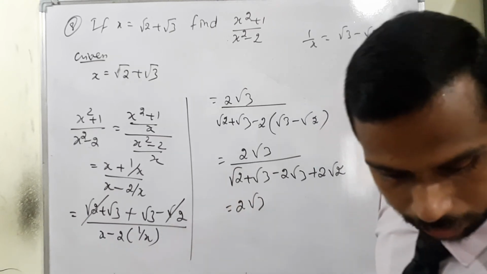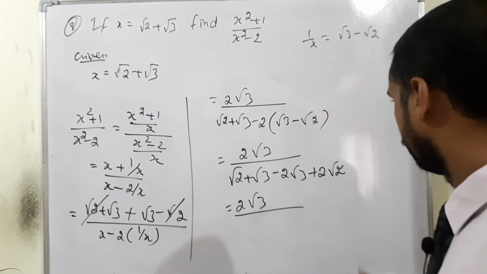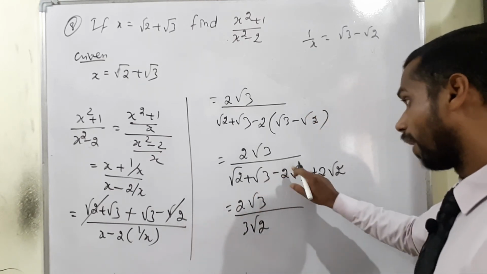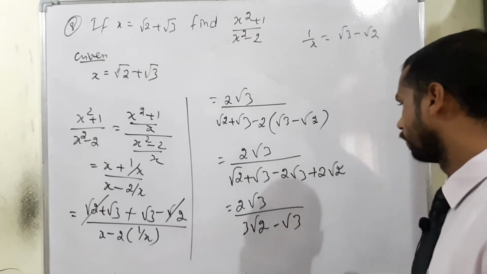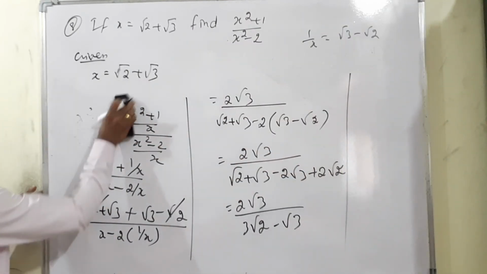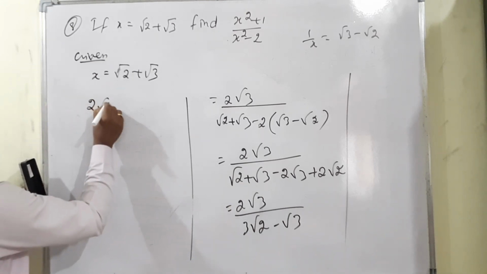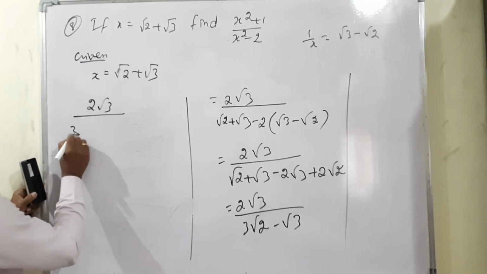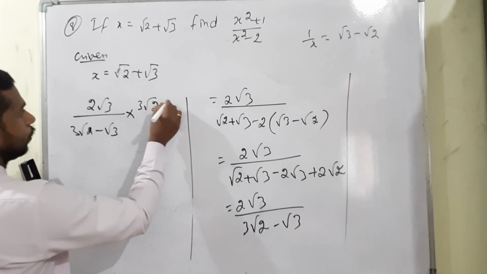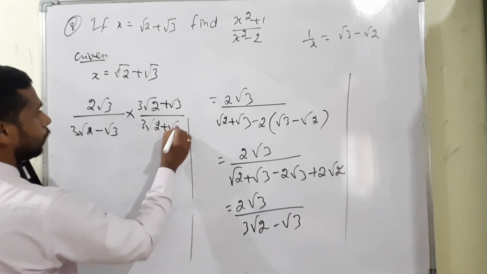Again 2 root 3 divided by, look at there. So 2 root 2 plus root 2 we can write as 3 root 2. So plus root 3 minus 2 root 3. Therefore only 1 root 3 will come. Again conjugate means what will happen? So conjugate means 2 root 3 divided by 3 root 2 minus root 3, into rationalize, 3 root 2 plus root 3 divided by again 3 root 2 plus root 3.